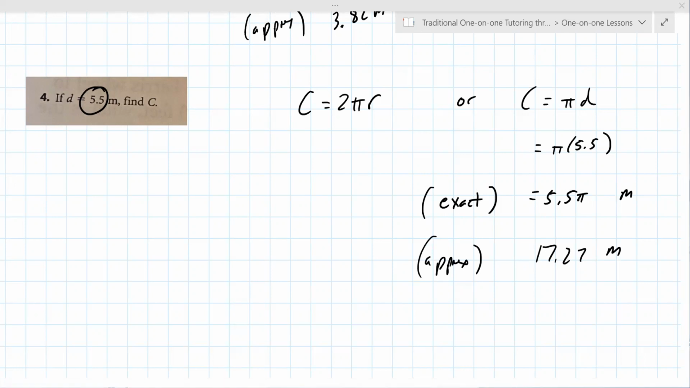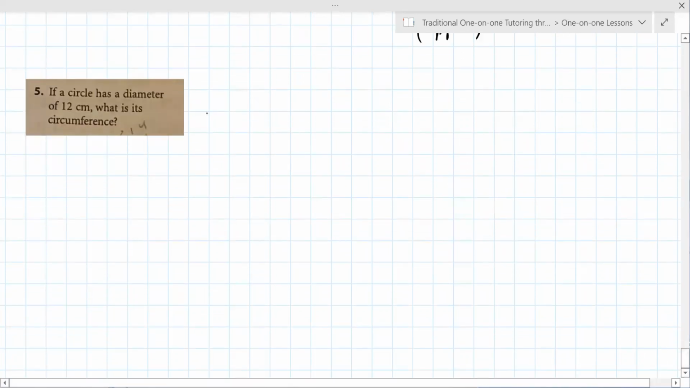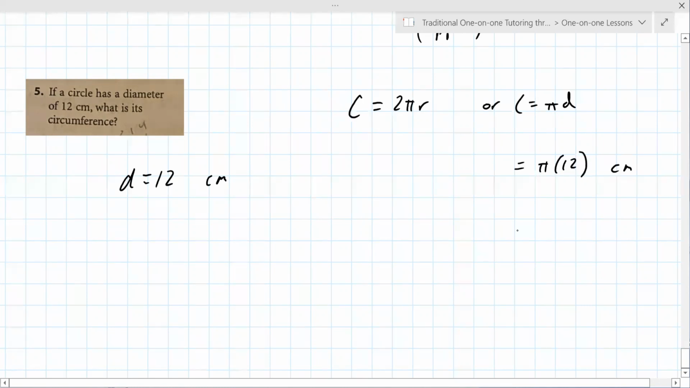All right, let's do number 5, I guess. If a circle has a diameter of 12 centimeters, what is its circumference? They're telling you that the diameter is 12. Circumference is 2 pi R or pi times diameter. So that would be pi times 12, or 12 pi centimeters.